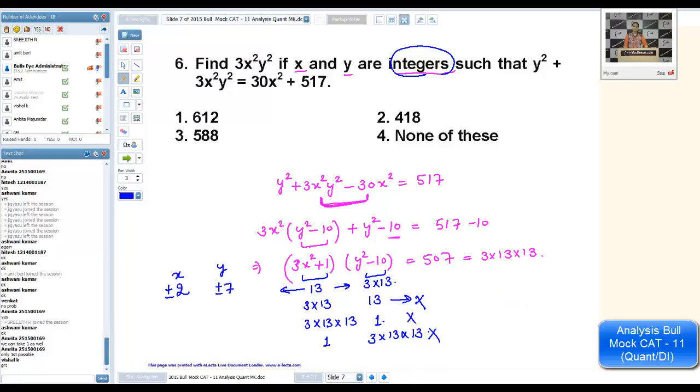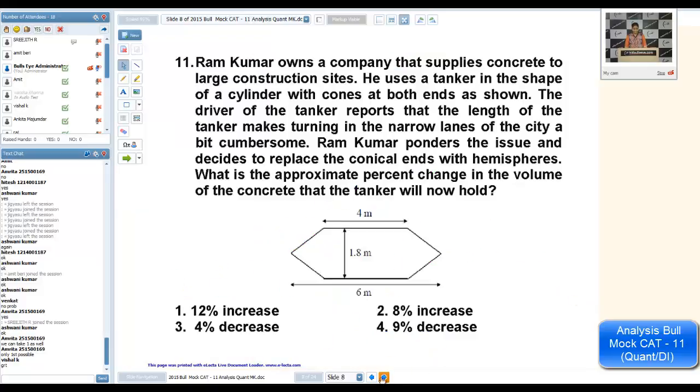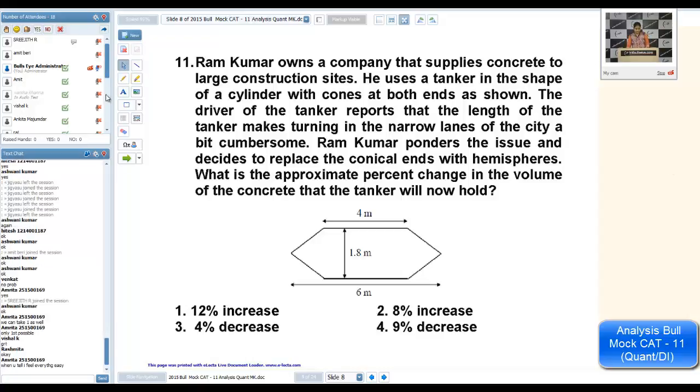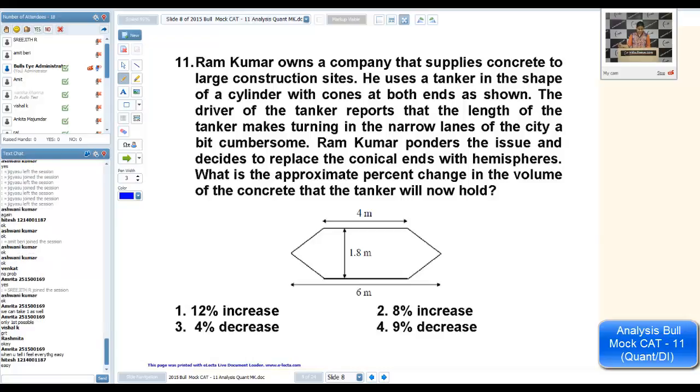So whenever you see any question on integral solution, try to solve it this way. Thank you, Vishal. 11th one. Actually, it's a lengthy question, but when I solved it, I solved it in a jiffy. Whenever you learn any new concept, Amrita, try to absorb that. Okay, 11th one, any problem?